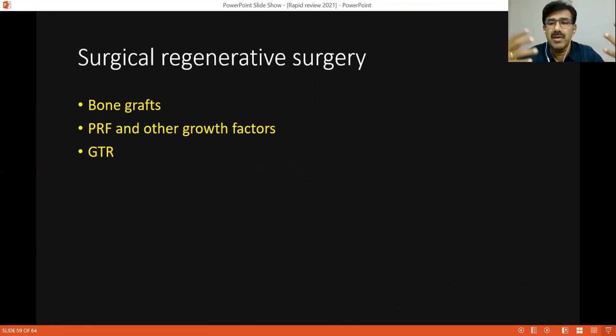Now, this is similar to your regenerative therapy for periodontitis. You use different types of bone graft. You can use different types of differentiating factors and membranes. Depending upon the defect, you combine these different things.